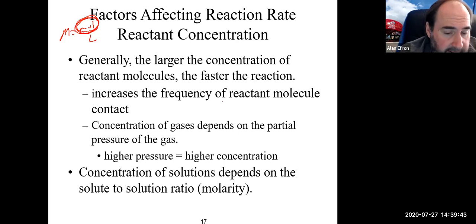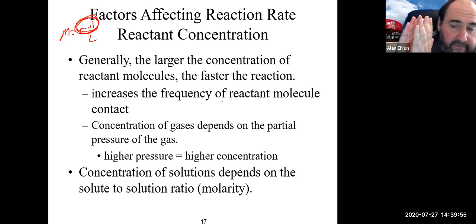Concentration of gases depends on the partial pressures of the gases. The higher the pressure, the higher the concentration. As you hopefully remember from gas laws, when we have high pressures, we typically have small volumes. And because we have small volumes, all the gas molecules are pretty much near each other, which means they definitely don't have to go hunt around to find each other. They're most likely going to come in contact with each other very quickly, and the reaction would probably proceed very quickly as well.